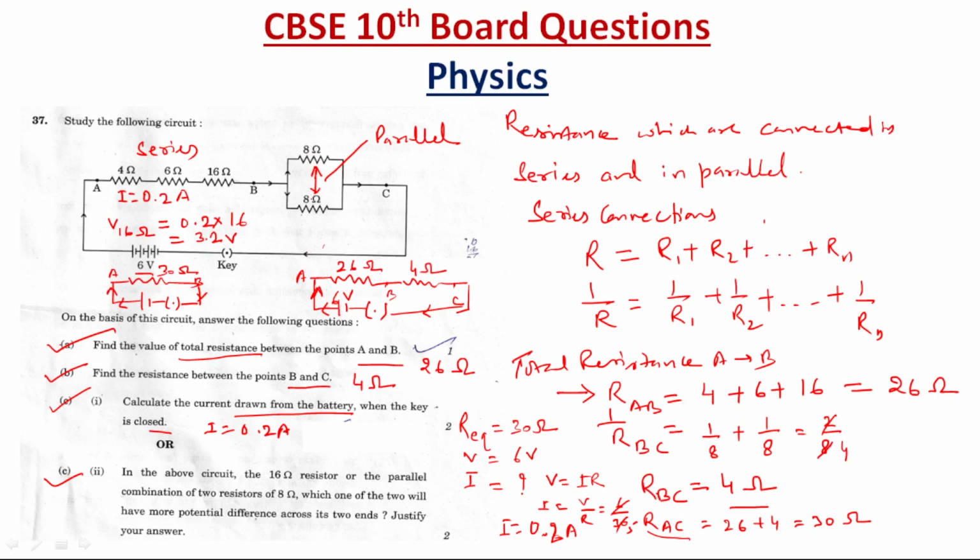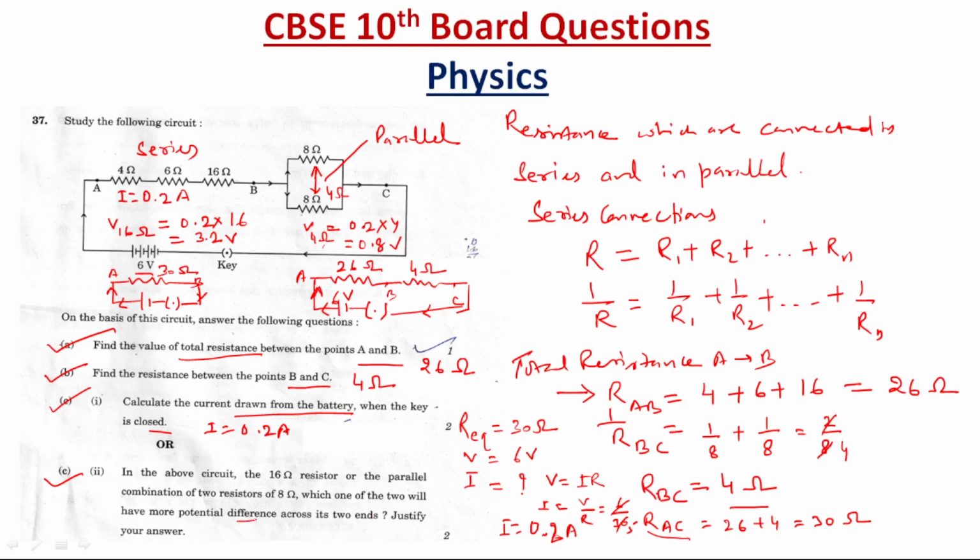And here for the resistors which are in parallel, we found that they are equivalent to 4 ohm. Then we can find out V across this 4 ohm will be again 0.2 into 4. So this will be 0.8 volt. So we found that the potential difference across the 4 ohm resistor is 0.8 volt and across the 16 ohm it is 3.2. Okay.